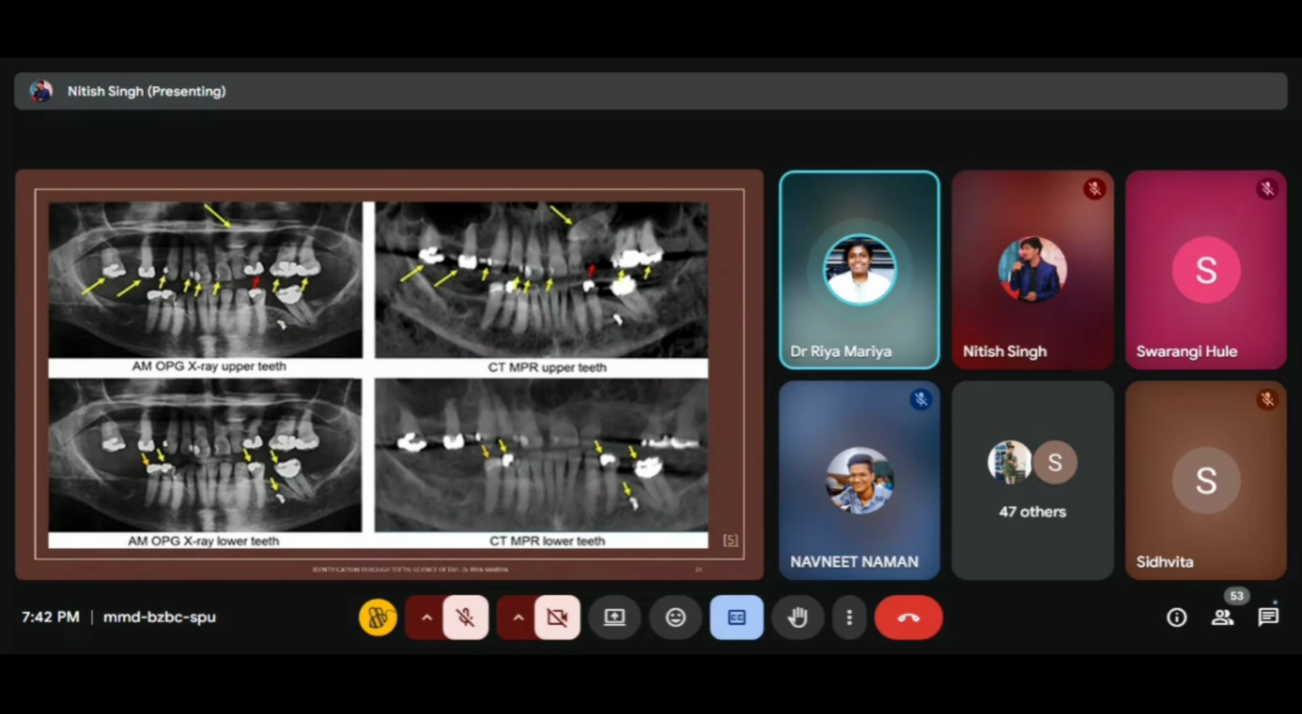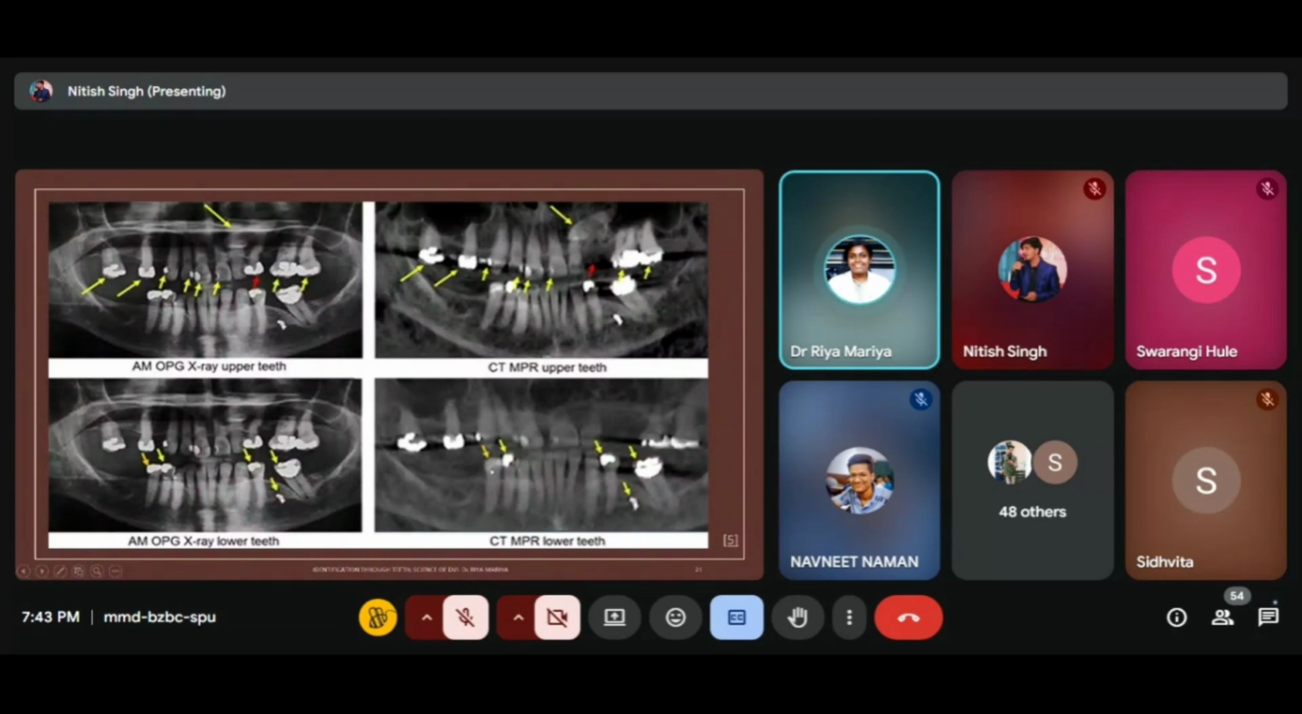Next, can you see an orange arrow in the lower teeth? The AM OPG X-ray of lower teeth. Can you see that orange arrow focusing on a lower tooth? Exactly, Nidish, that one. Okay. You can see that the radio opacity, that is white color, is more pronounced, but in the CT MPR of lower teeth, at that orange arrow, you can see that the white color is reduced. That means some replacement of restorative material is done.